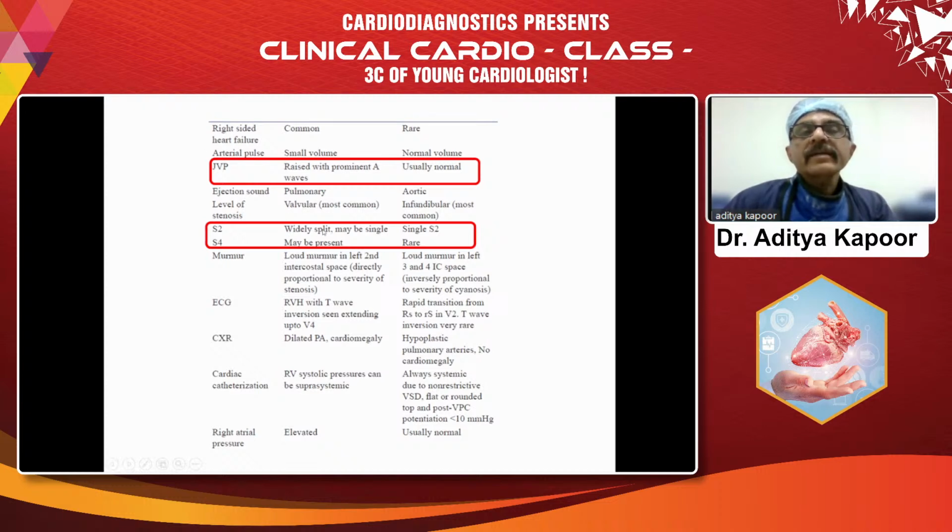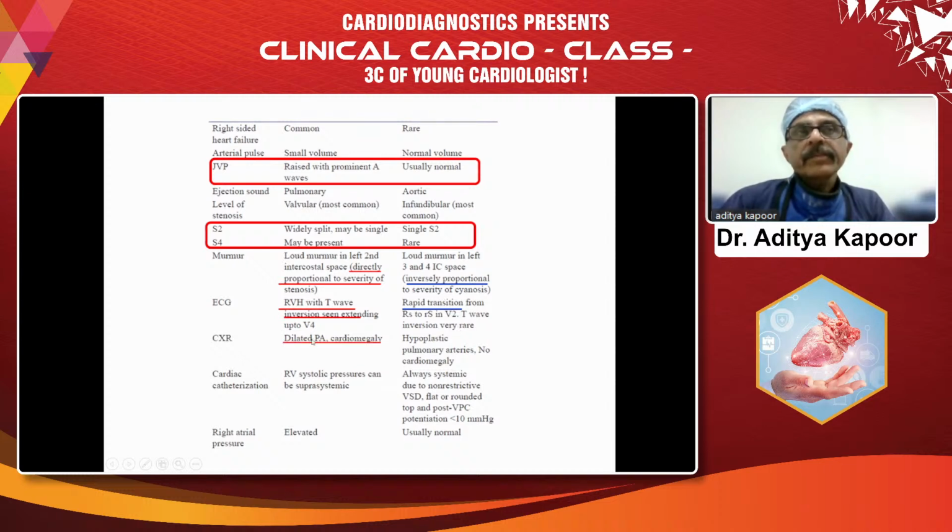S2 is widely split in PS intact septum, single S2 in PS VSD. S4 is obviously present in PS intact septum. It is rare in tetralogy. The murmur we discussed is directly proportional to the severity of cyanosis, whereas in tetralogy it is inversely proportional. ECG we discussed. In PS intact septum, you will get late transition and RV strain, T-wave inversions. In tetralogy, there is an early transition. Tetralogy can never have late transition or RV strain.